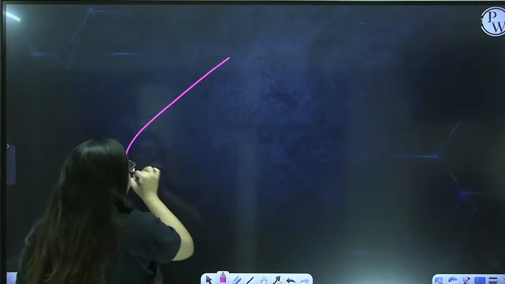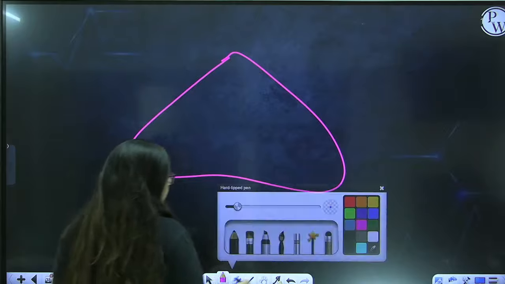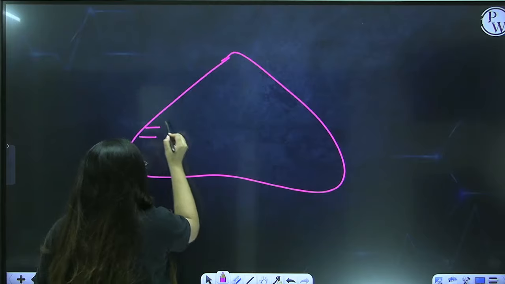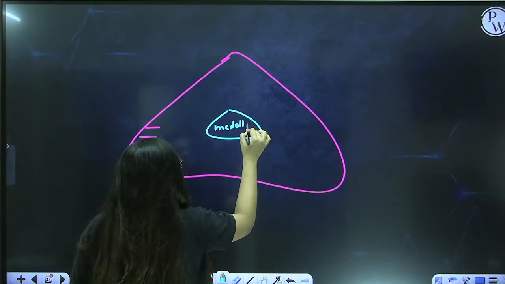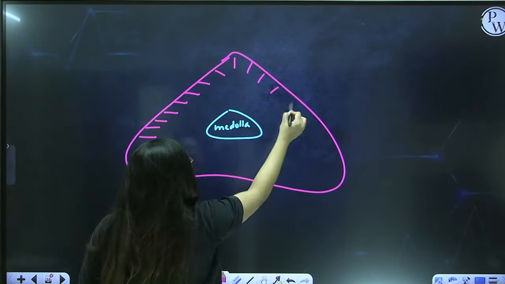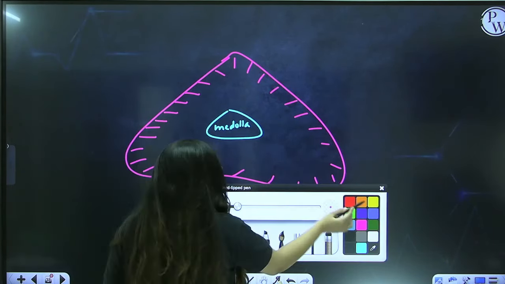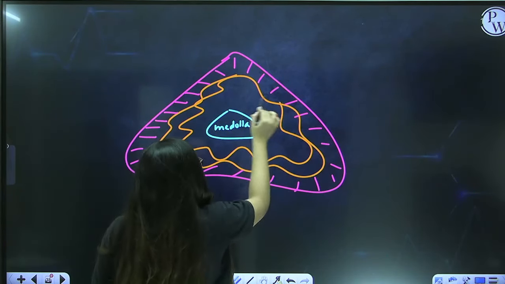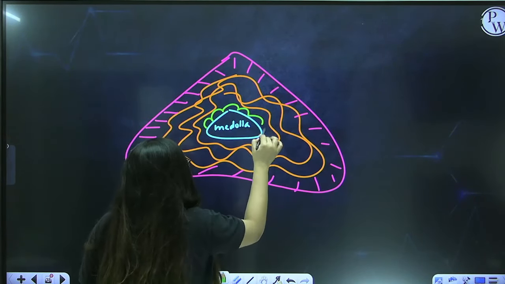Imagine this is your adrenal gland. It is triangular in shape, as you can see. It has three layers. The outermost layer is zona glomerulosa. All right, first let's make the medulla part. This is the medulla. So the outermost layer, which I'm drawing in pink, is zona glomerulosa. Then we have a very thick layer, the fasciculata. This is the thickest layer. And then the very thin layer, this is reticularis.